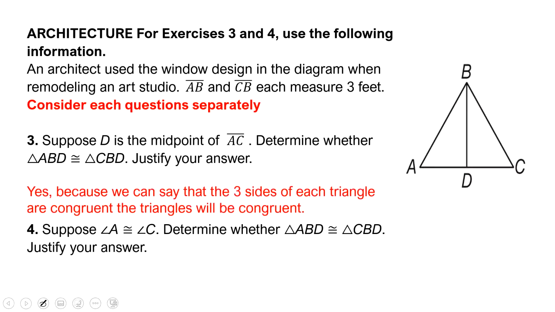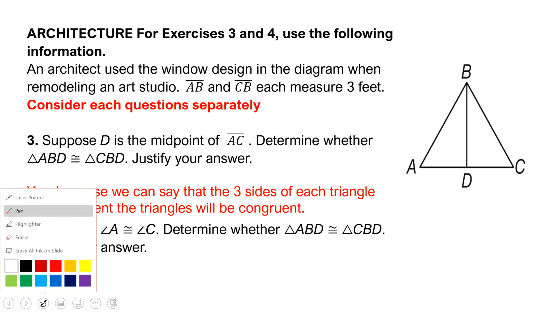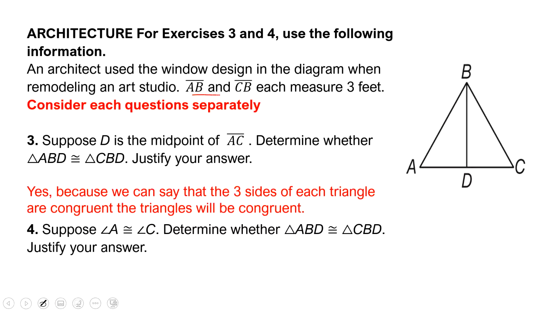All right, so for number 3, they are congruent because we can say, because point D is the midpoint of AC, I know that AB and BC are congruent because they told us in the write-up that they're 3 feet, so they're congruent. So this side here is congruent to the other side.